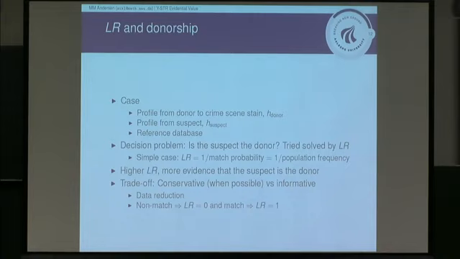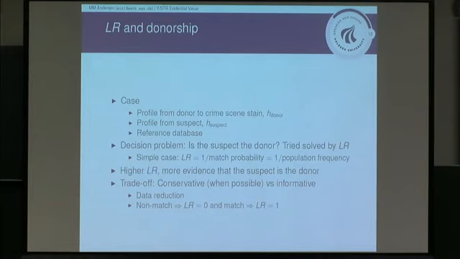So again, we have a case. We have a profile from the donor of the crime scene stain. We have a suspect, and we have a reference database. So what we've done in this study is look at it as a decision problem: is the suspect the donor? That's the problem we're trying to decide on, and we want to use likelihood ratios to decide on that. Normally, if you knew the population frequency, in this simple case, you would use that. And for this kind of decision score, the higher the likelihood ratio, the more evidence that the suspect is the donor.